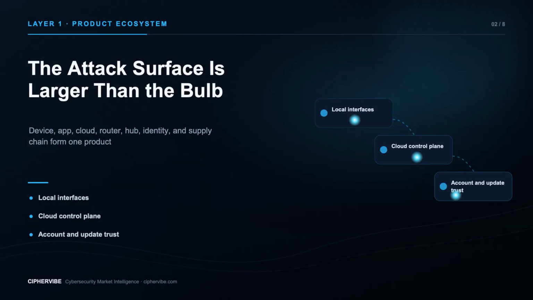Draw the product as 6 connected components. The bulb exposes Wi-Fi, Bluetooth, Zigbee, Thread, Matter, or a vendor-specific pairing interface. A hub may translate protocols. The mobile app stores sessions and sends commands. A cloud API authenticates the household and relays remote control. Firmware and update infrastructure decide what code runs.